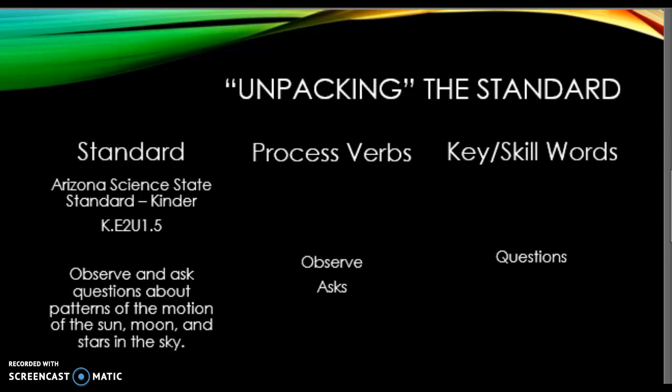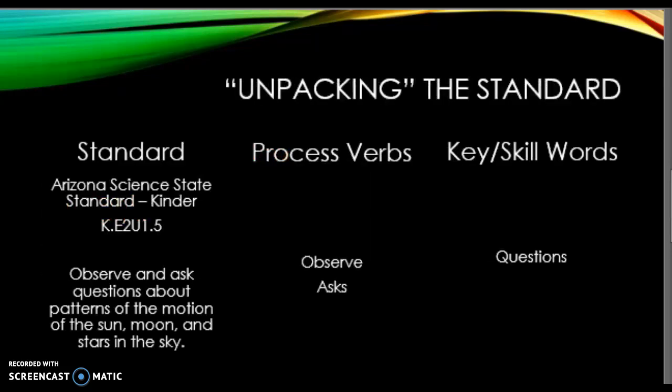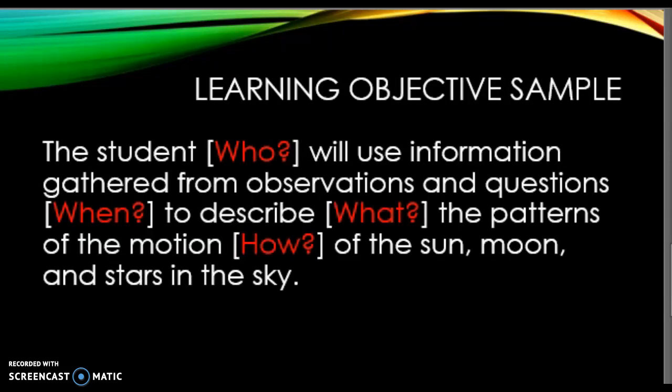I chose the Arizona Science State Standard for kindergarten, K.E2U1.5. This standard stated, observe and ask questions about the patterns of motion of the sun, moon, and stars in the sky. The process verbs in this standard were observe and ask. The key and the skill word was questions. After familiarizing myself with these two parts of the standard, I then wrote a learning objective.